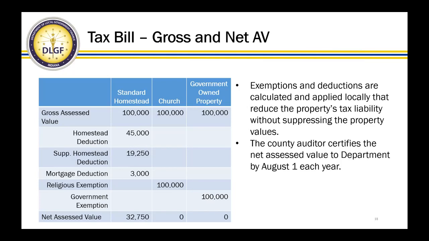And so the exemptions and deductions allow us to reduce the property tax liability without altering how we calculate and value property around the state. In each one of these examples, locally, it was assessed that when a property was built, how it was built, and the materials that were used were calculated at $100,000. But through the series of exemptions and deductions, the legislature can control how much you'll pay in taxes based on what it is that you own.